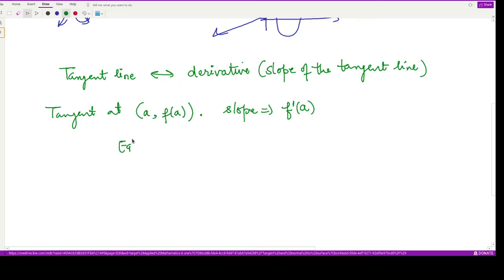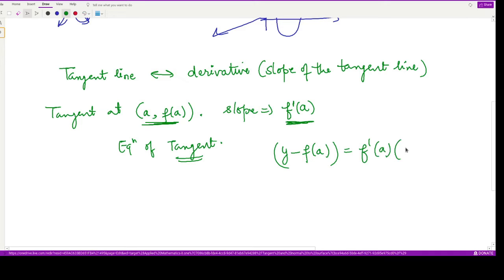So what would be the equation of the tangent line? It would simply be the equation of a straight line passing through this point having this slope. So y minus the y coordinate is equal to the value of the slope into x minus the x coordinate. This is the point-slope form. From here you could also say that whenever we have a difference in the y coordinates and a difference in the x coordinates, accordingly the slope is defined.